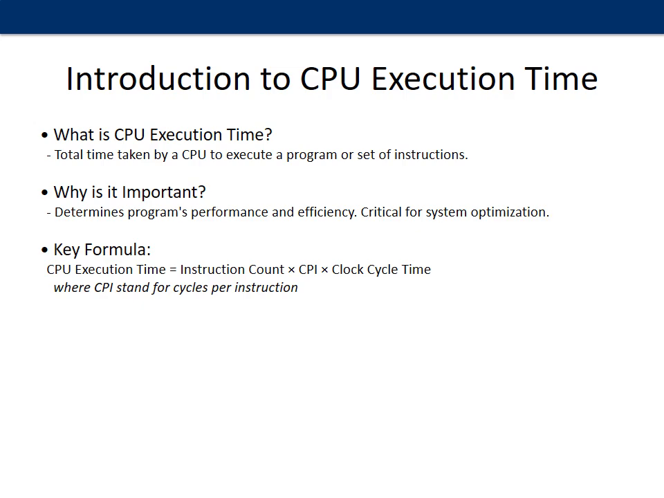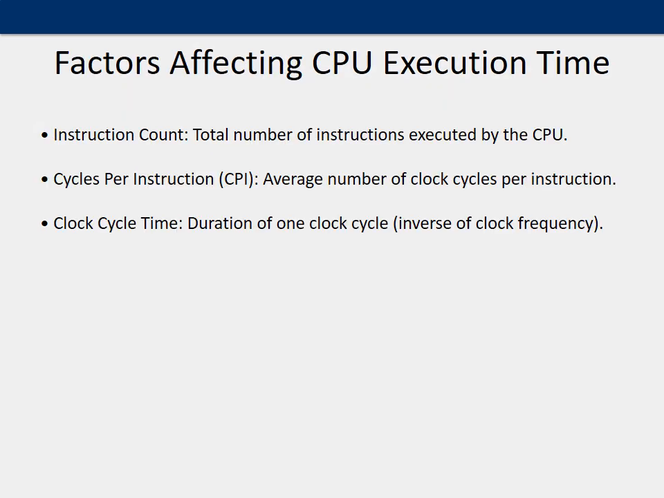Key formula for CPU execution time. CPU execution time's formula is instruction count into CPI into clock cycle time, where CPI stands for cycles per instruction.